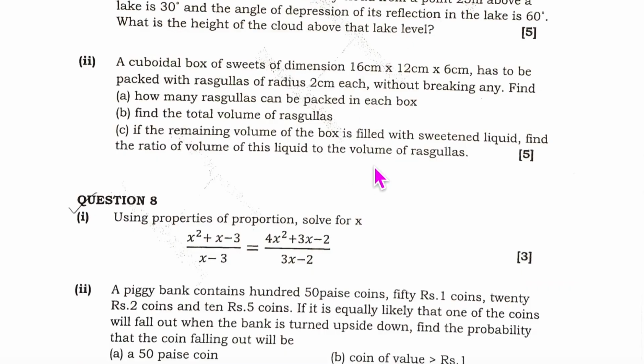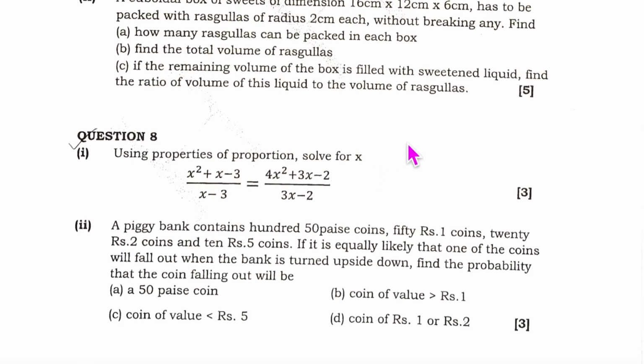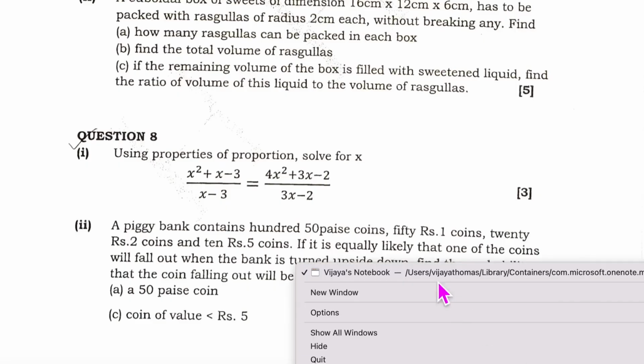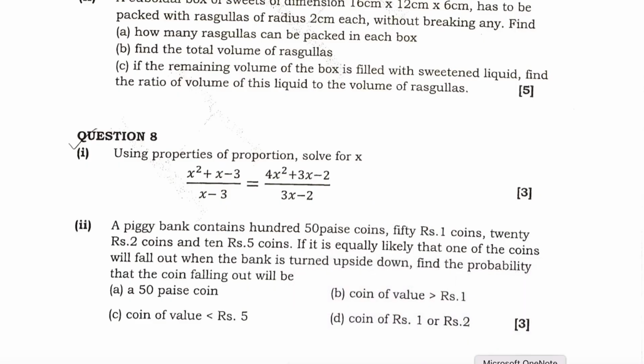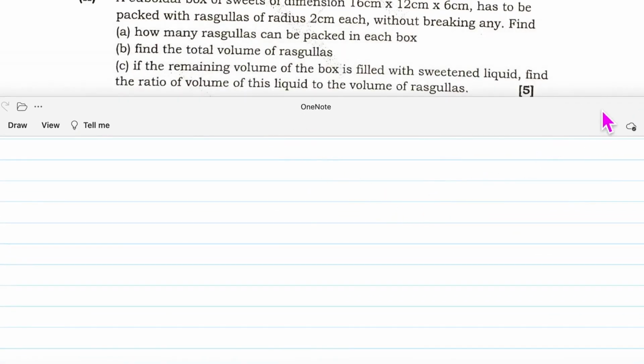Let us come to the next one. It is mensuration. A cuboidal box of sweets of dimension 16 cm has to be packed with rasgullas of radius 2 cm each without breaking any. Find A. How many rasgullas can be packed in each box? B. Find the total volume of rasgullas. C. If the remaining volume of the box is filled with sweetened liquid, find the ratio of volume of this liquid to the volume of rasgullas.